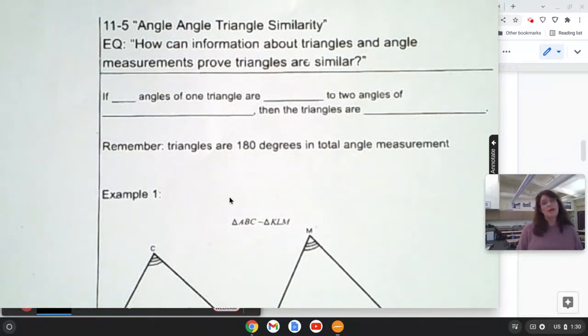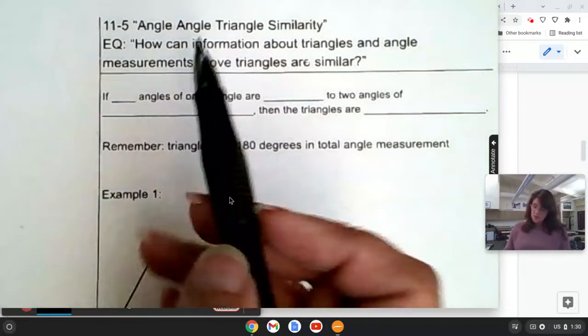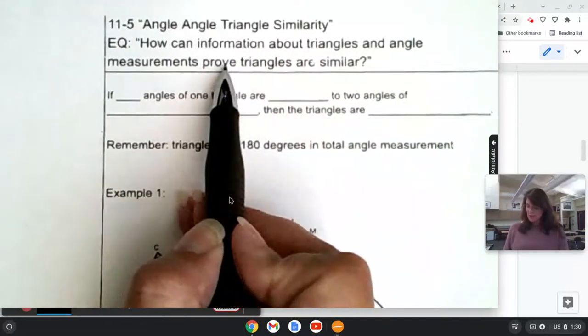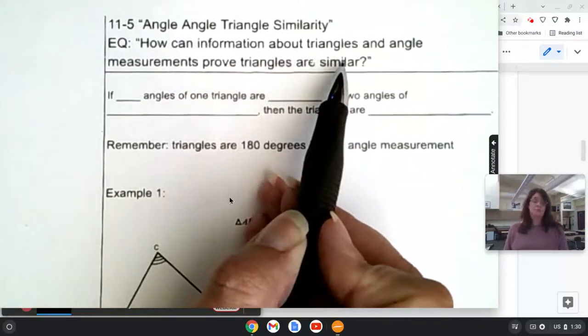And this one's called Angle, Angle, Triangle, Similarity. It sounds like a weird poem. But it has to do with if I have two angles in the triangle, can I prove they're similar? Based on what we've learned about congruence, about transformation, about congruent angles, we're now going to put it together to learn this very foundational piece of geometry. And we're going to start with how can information about triangles and angle measurements prove triangles are similar?